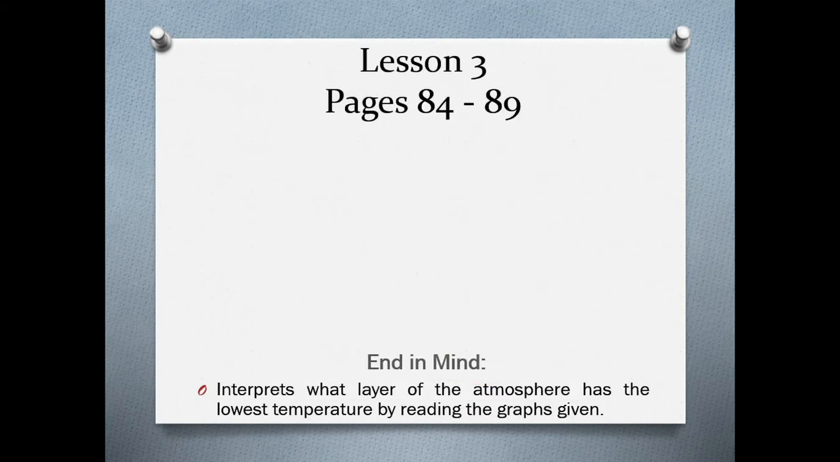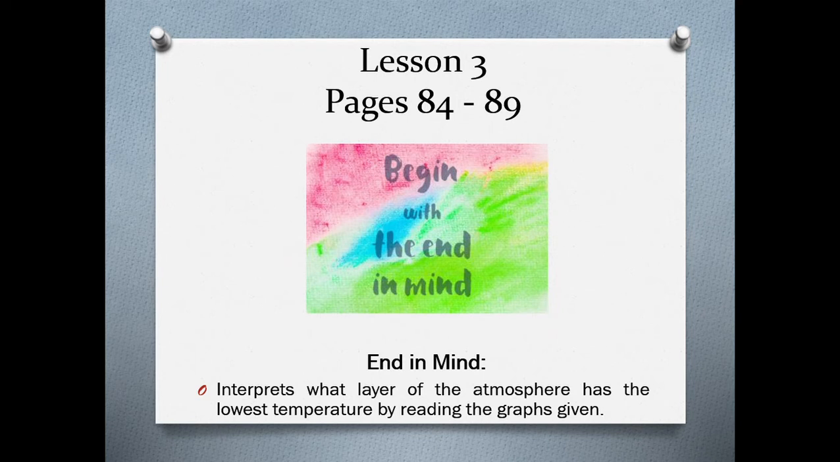This week we're going to study lesson number 3, pages 84 to 89. And as always, we have to begin with the end in mind. So here is our end in mind for the week: interprets what layers of the atmosphere have the lowest temperature by reading the graphs given. This is the first thing that you need to copy in your Word document, so make sure to keep track of our end in mind.